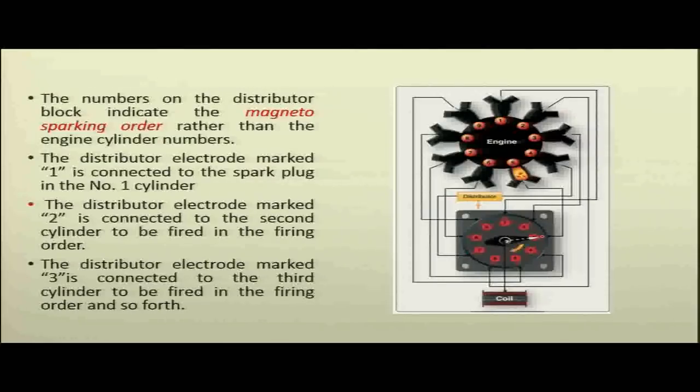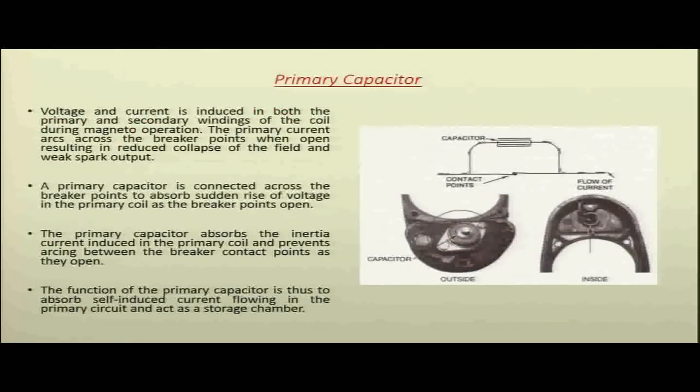Now coming to the primary capacitor. What is a primary capacitor? What is its purpose? Voltage and current is induced in both the primary and secondary windings of the coil during magneto operation. The primary current arcs across the breaker points when open, resulting in reduced collapse of the field and wear and weak spark output.